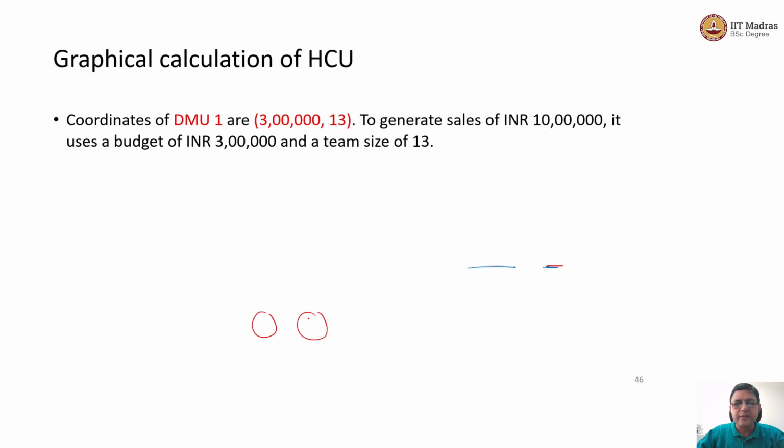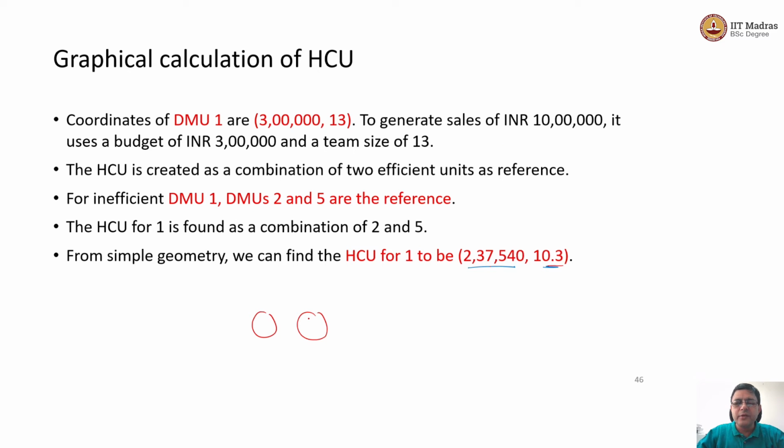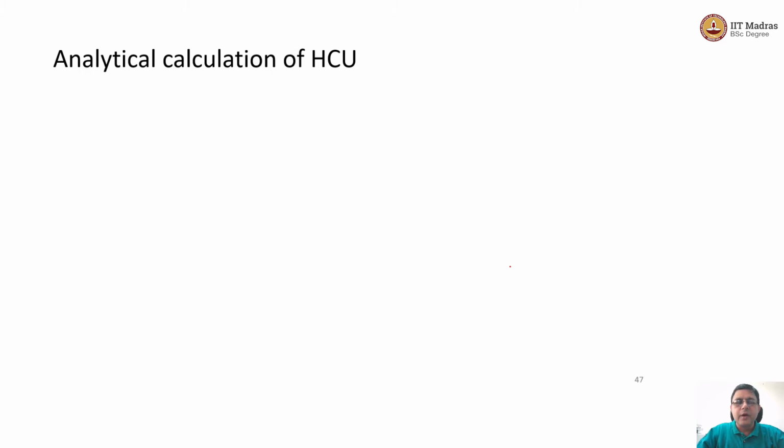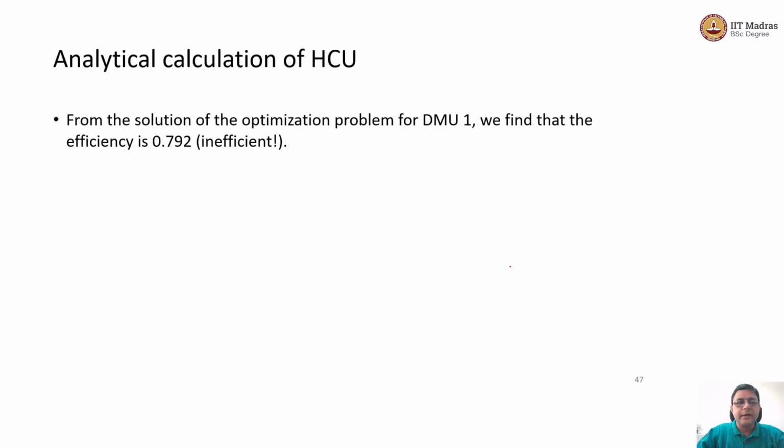Is there a more mathematical explanation? Can we actually use the optimization problem that we had solved for DMU1? Remember, in all this explanation, when we identified 2,37,000 and 10.3, we have not used the optimization problem. Can we use the solution of the optimization problem for DMU1 in identifying this HCU? Answer is obviously yes. So how are we going to calculate that? Recall that the solution for the optimization problem for DMU1 had an objective function value of 0.792. Therefore, we call DMU1 as inefficient.